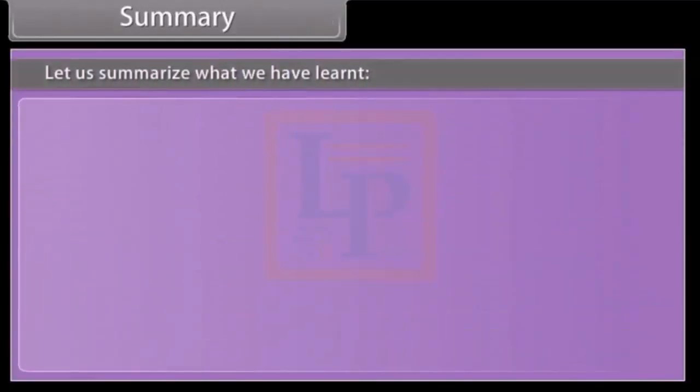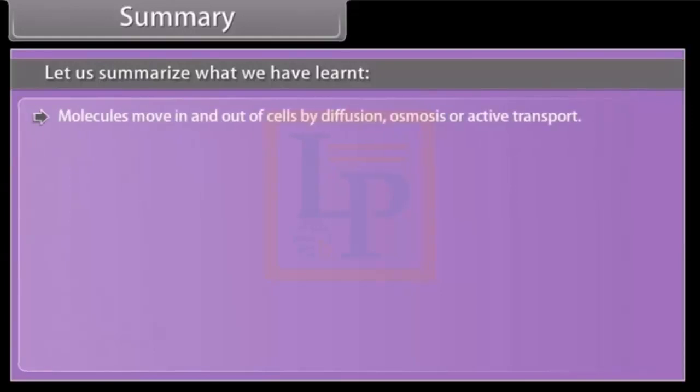Summary. Let us summarize what we have learned. Molecules move in and out of cells by diffusion, osmosis, or active transport.